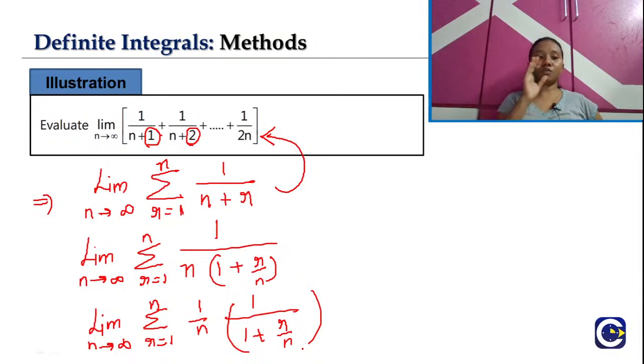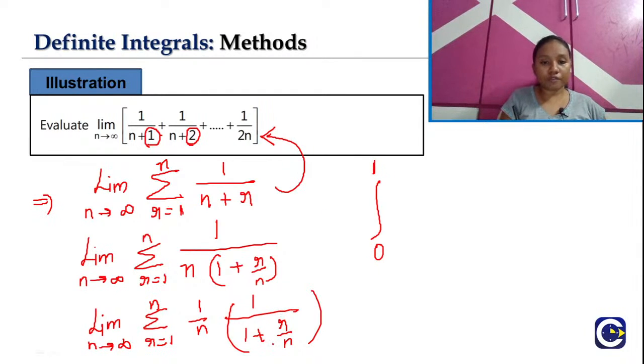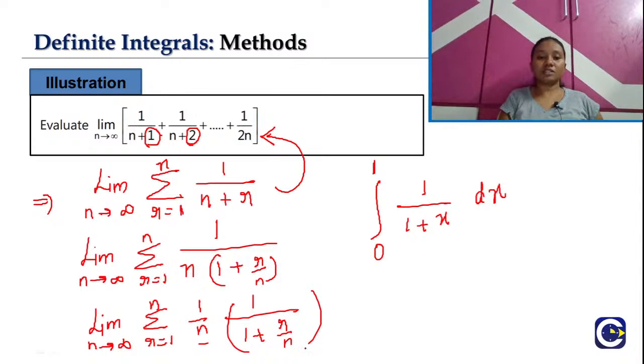Right. So according to our conversion of this limit to definite integration, how will we do that? In place of this limit and sigma, we are going to substitute the integral, and when r is starting from 1, the limits will be 0 and 1. So it will be 0 to 1. And in place of r by n, we are going to substitute x. That means it will become 1 by 1 plus x. And in place of 1 by n, we substitute dx. So this entire sum of the infinite series has turned out to be the integral from 0 to 1 of 1 by 1 plus x dx. So this will be my function.